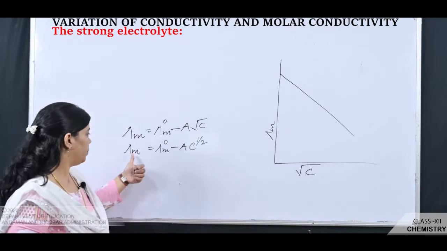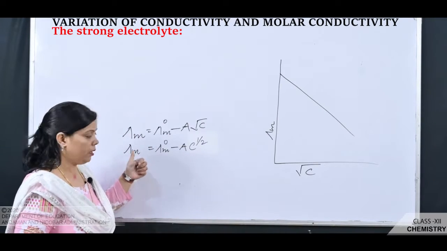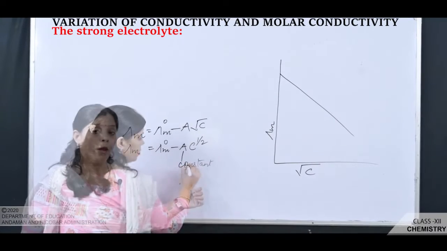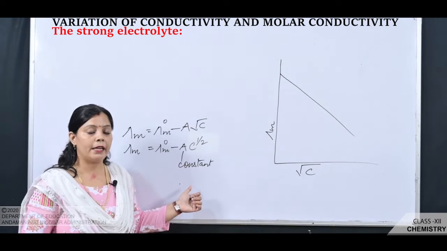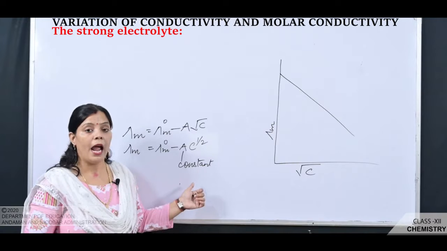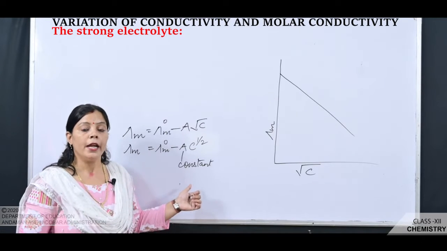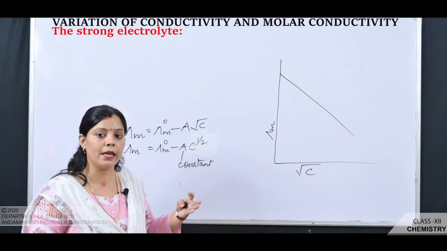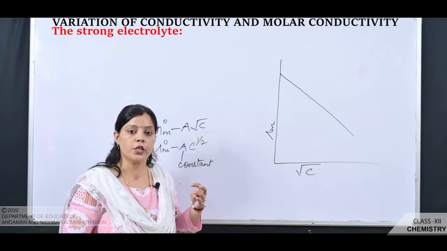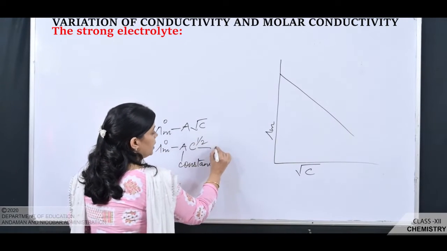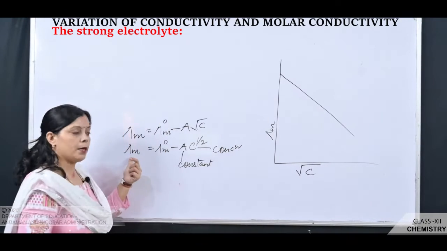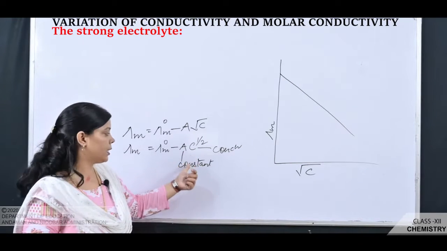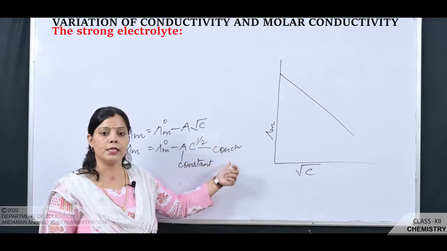So children, here kappa m is the molar conductivity, kappa m naught is the limiting molar conductivity, and A is a constant whose value depends on the viscosity and dielectric constant of the solvent, and for a given solvent at a given temperature it depends on the type of electrolyte, that is the charge present on the cation and anion produced by the dissociation of the electrolyte, and C is the concentration of the solution.